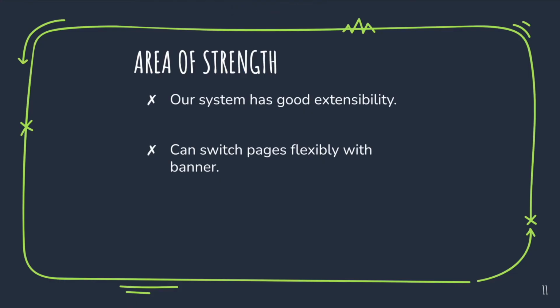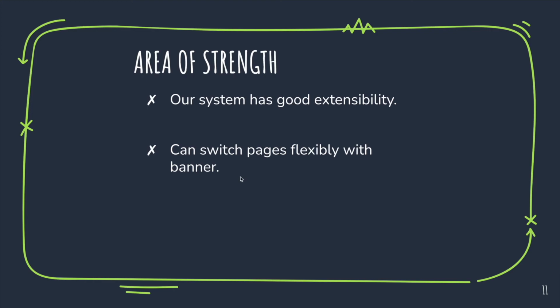About our system strengths, I think first is that our system has good extensibility. Whether it is the front-end CSS and the functions of different roles or the back-end processing, the members of our group are working hard to maintain the high extensibility of our system, making it easier to expand when facing more requirements in the future. Second, people can use the banner to switch pages easily, which improves the usability of the system and enables users to have more convenient operations when using our web pages.